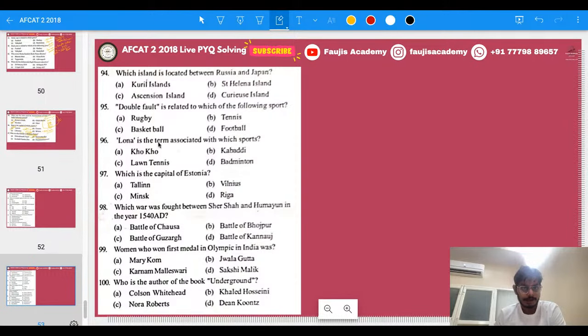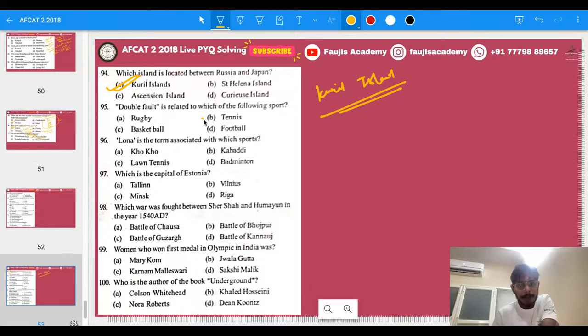Which island is located between Russia and Japan? The name of the island is Kuril Islands, not Curl Islands. Earthquake strain, yes, tasiometer or tescometer. Okay, Kuril Islands.